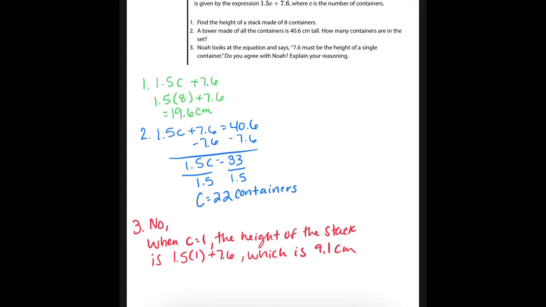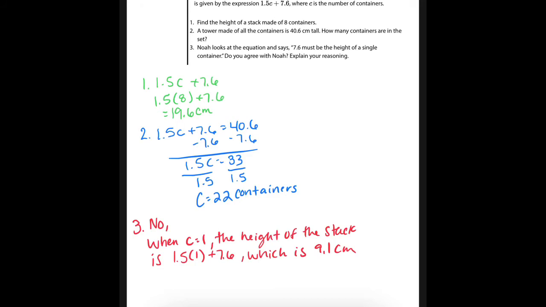Here is Lesson 2, number 1. A set of kitchen containers can be stacked to save space. The height is given by 1.5 times c plus 7.6. Number 1, find the height of a stack made of 8 containers. Here you would plug the 8 in for your c and you would get 19.6 centimeters. Number 2, a tower made of all the containers is 40.6 centimeters tall. Here you would put your expression equal to 40.6 and solve for c, which gives you 22 containers.